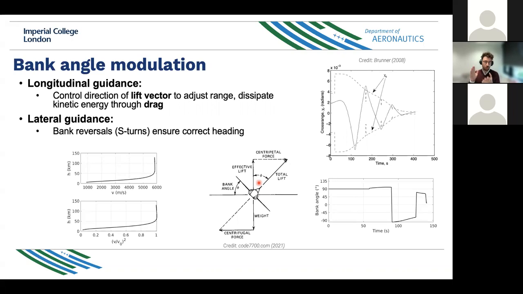So we want to do this while gradually decreasing our range to the target, so we gradually get closer. And to keep our direction towards the target, we essentially change the sign of the bank angle. So if you imagine this happening in an actual entry, you will see that the spacecraft does S turns to try and dissipate the energy while getting closer to the target.